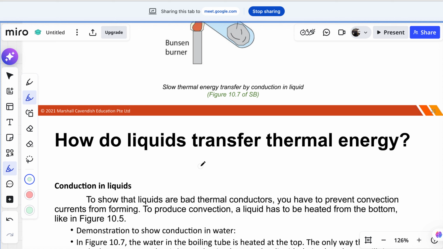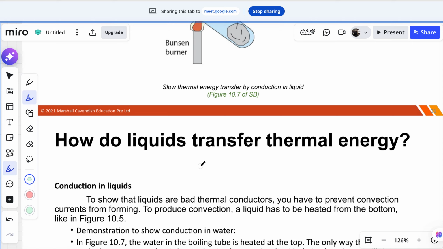Now let's move to radiation. The fourth one is radiation. There are three methods of heat transfer: conduction, convection, and radiation. We've explained conduction, we've explained convection. Now we're about to explain the third one, which is radiation.